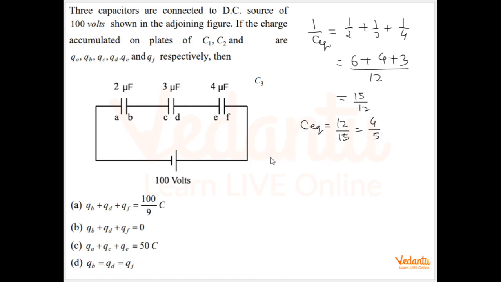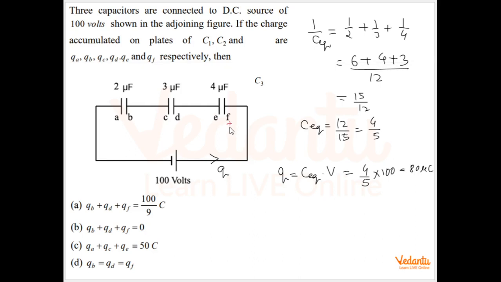Now, my dear bacha log, what will I say about the charge coming out of the battery, beta? The charge coming out of the battery will just be C equivalent into V, that will be 4 by 5 into 100, that will just be 80 microcoulombs. Very, very good.